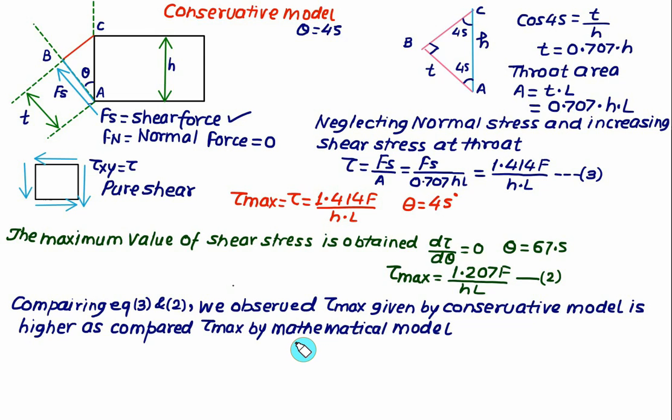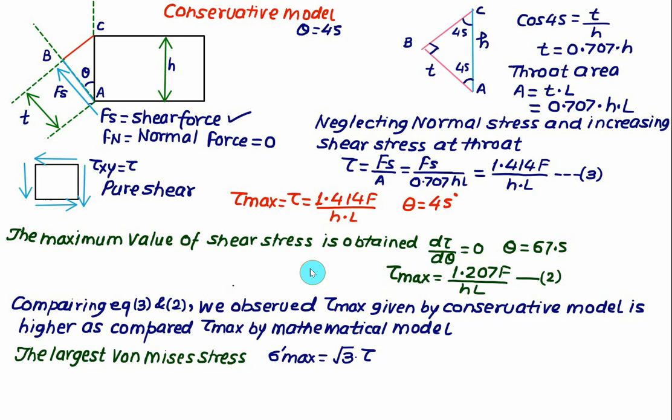Because if the material will fail by a conservative model, then it will almost certainly fail by all models. At the same time, we can calculate here the bond stress sigma using the pure shear. So we have already done the theory of failure, so we know how to calculate the value of the largest von Mises stress if we know the value of shear stress. So we have the maximum value of the normal stress, sigma prime max, equal to root 3 multiplied by tau. This tau is the same as tau max, which is equal to 1.414 F divided by HL.